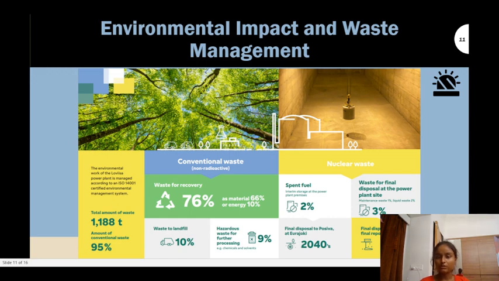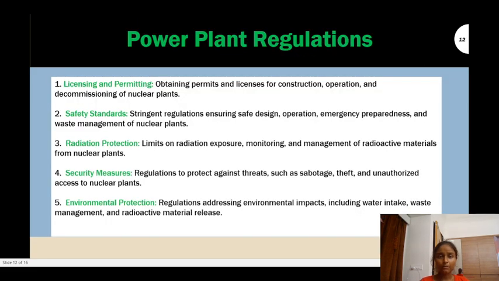The nuclear waste basically amounts to 2%, held in interim storage at the power plant premises and then in final deposit in the final repository. Power plant regulations. The power plant regulations include licensing and permitting: obtaining permits and licenses for construction, operation, and decommissioning of nuclear plants. Safety standards: stringent regulations ensuring safe design, operation, emergency preparedness, and waste management of nuclear plants.